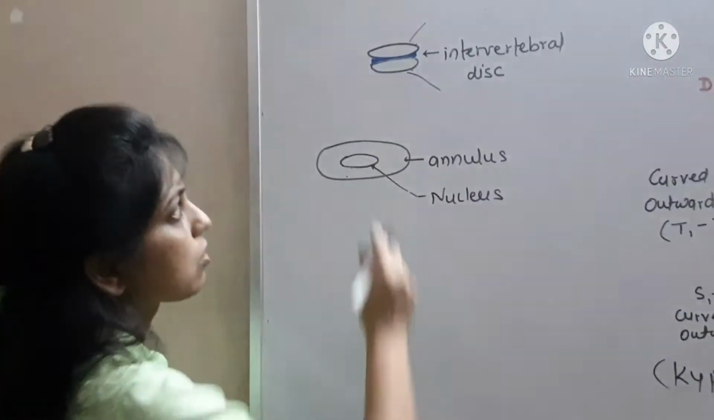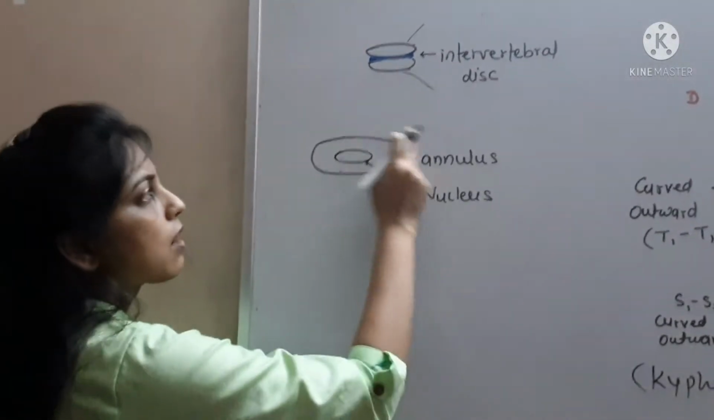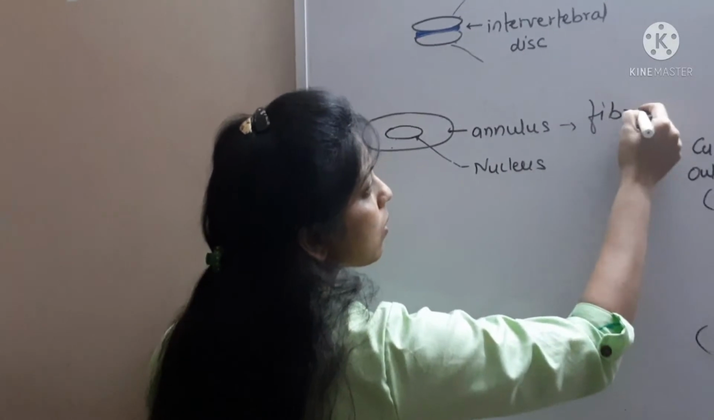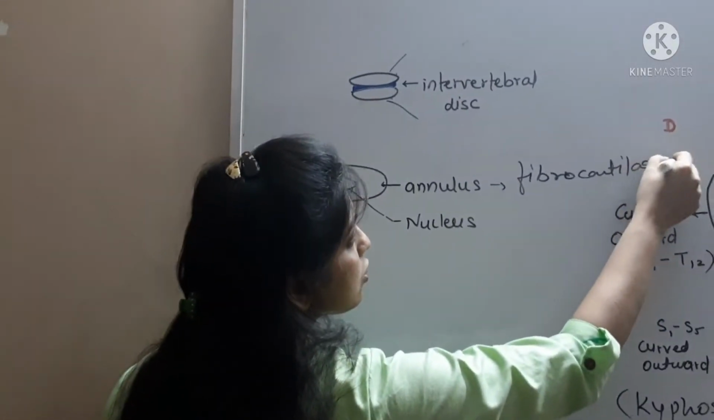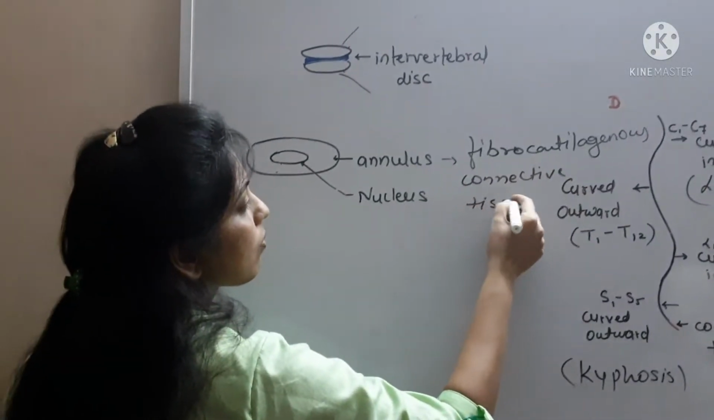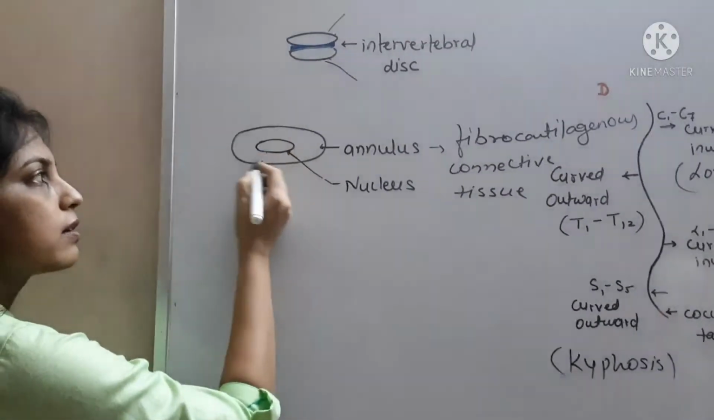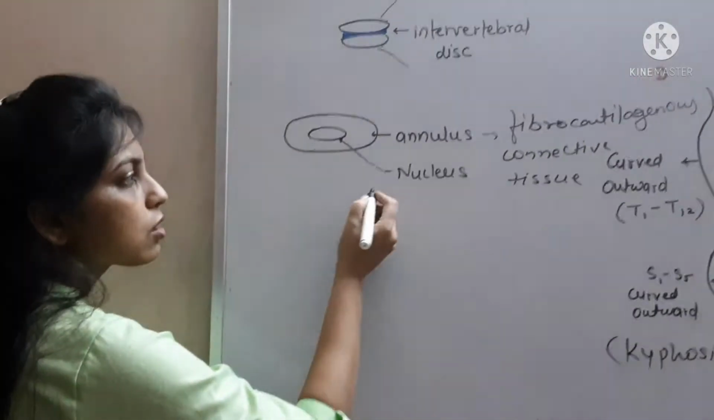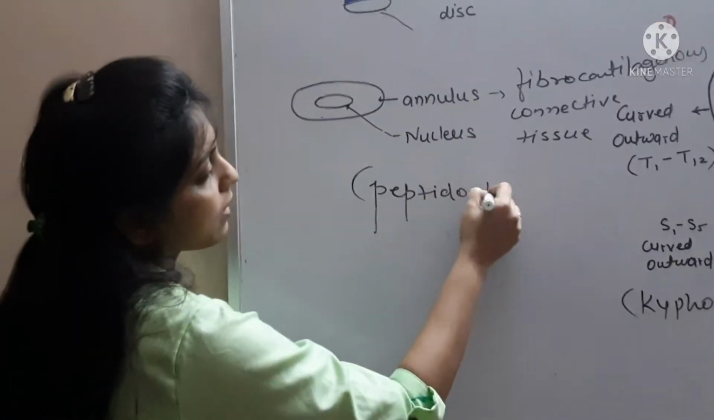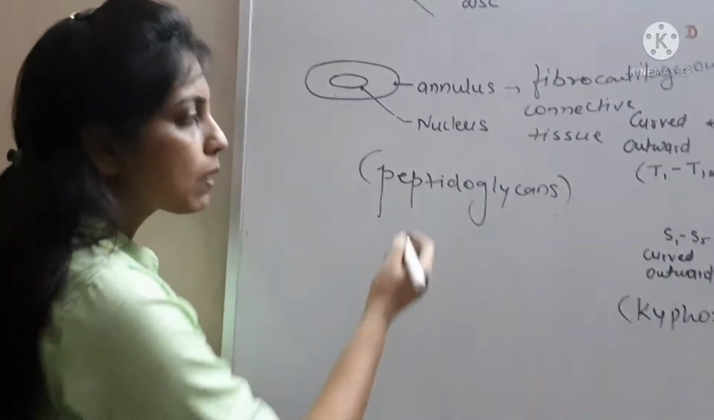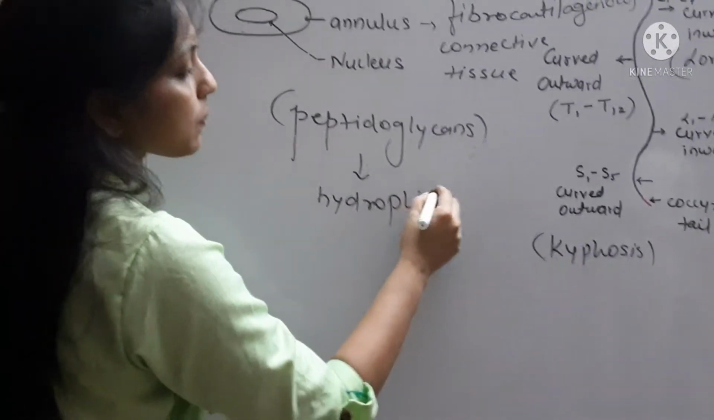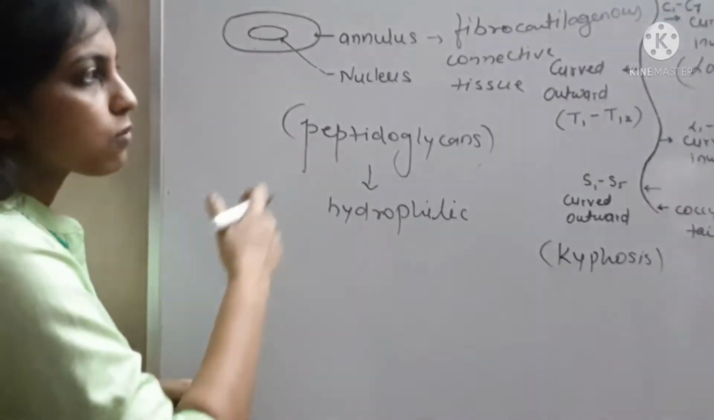If we see the cut section of this intervertebral disc, we find a ring-like structure known as the annulus. This is nothing but fibrocartilaginous connective tissue. Inside this, we find a centrally situated nucleus. This nucleus contains molecules made up of peptidoglycans. These peptidoglycan molecules are strongly hydrophilic, which means they can absorb water from the surroundings.